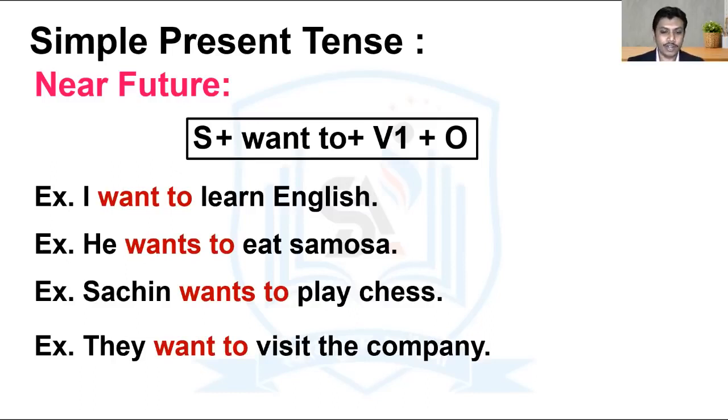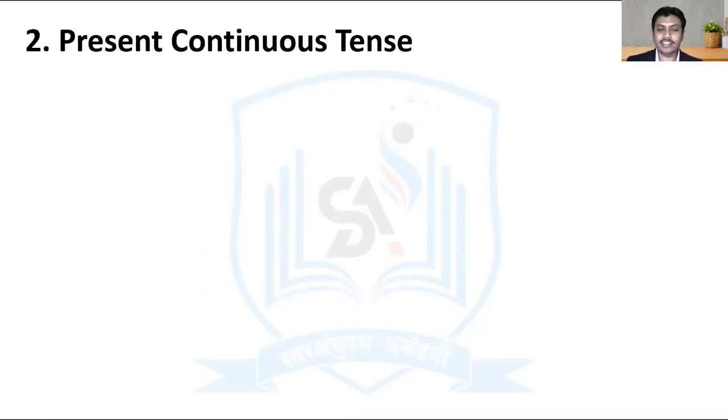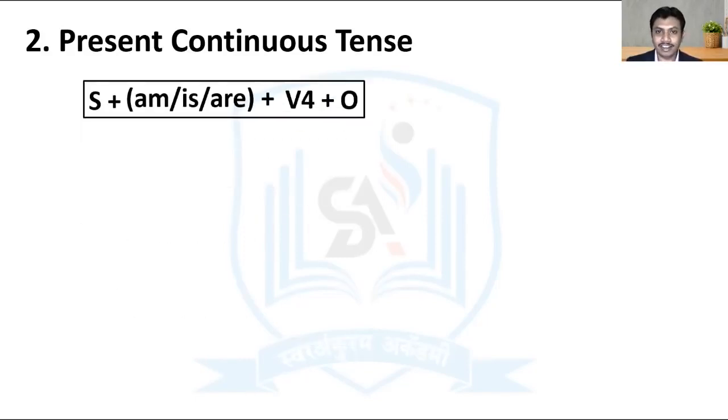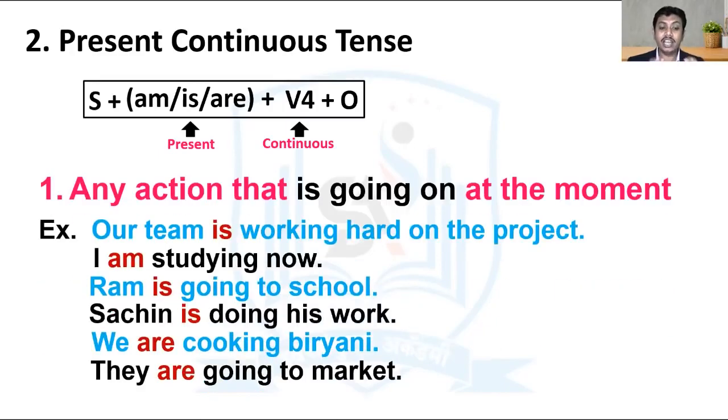Okay. Now, next thing that you need to understand, that is present continuous tense. When we talk about present continuous tense, this is the structure that we have understood very well, that am, is, are is indicating present and verb-ing is indicating continuous form. Let's try to understand the uses of present continuous tense. Now, the first use is any action that is going on at this specific moment.